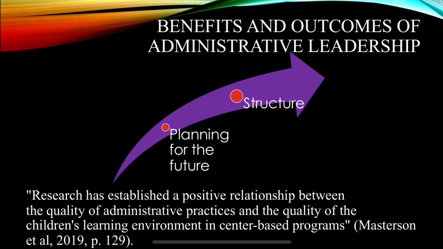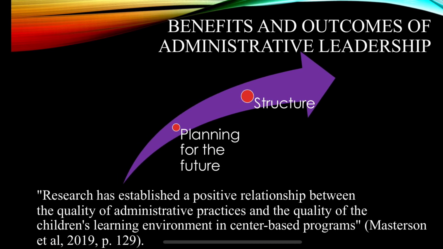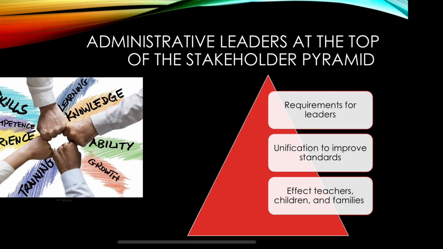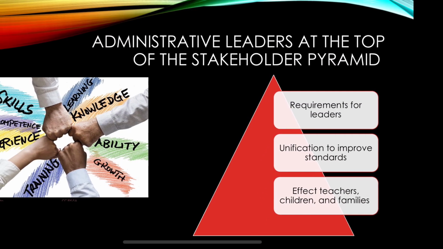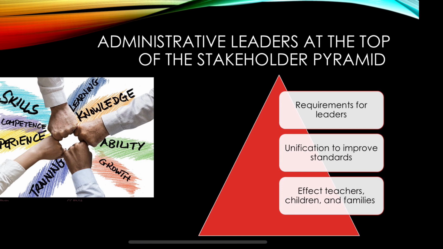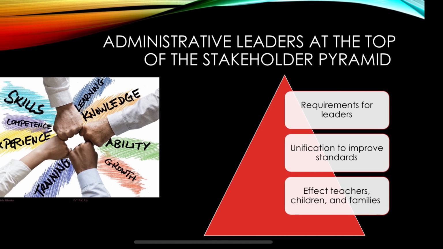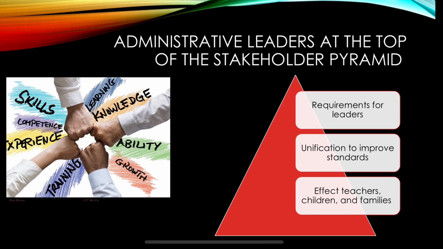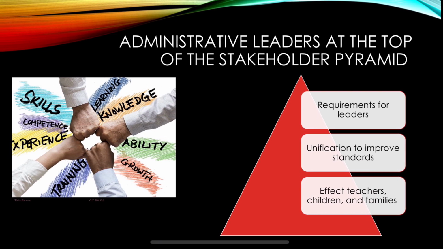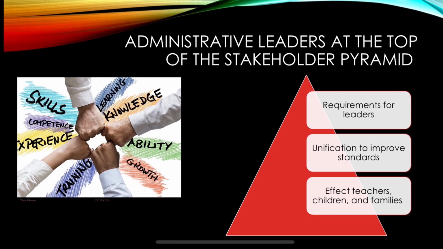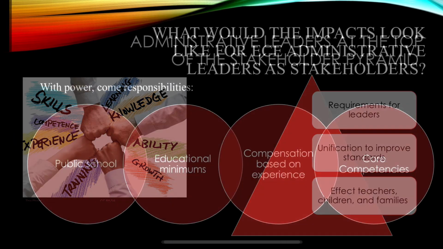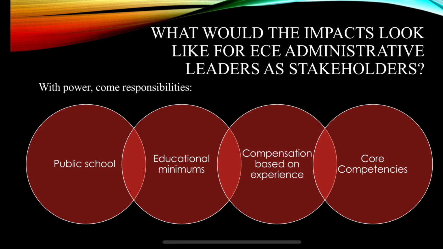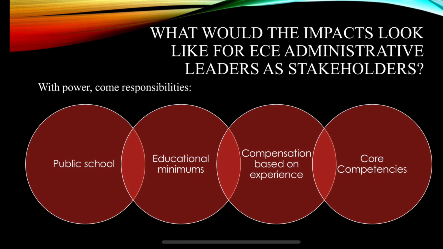There are varied requirements among administrative leadership when comparing home-based center directors, child care center directors, and elementary level principals. There is a need for a unified professional framework amongst these sectors of leadership. This unification would improve quality standards in education and programming. Because administrative leaders have a trickle-down effect on teachers, children, and families, all these stakeholders will benefit from high-quality leadership.